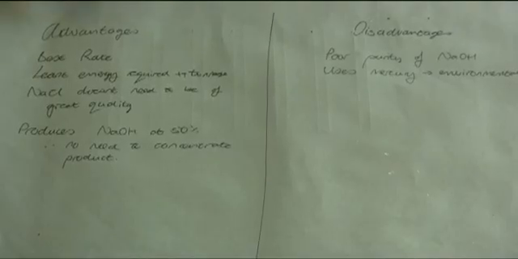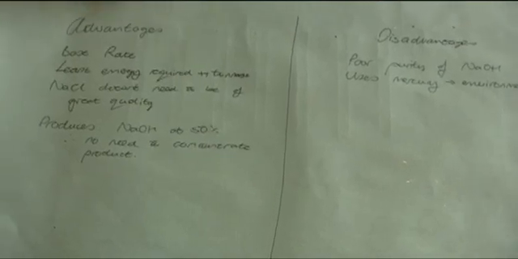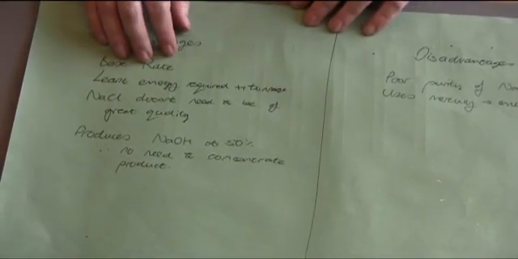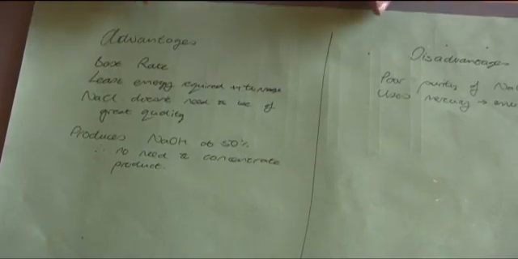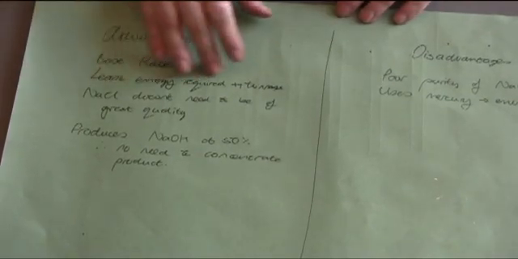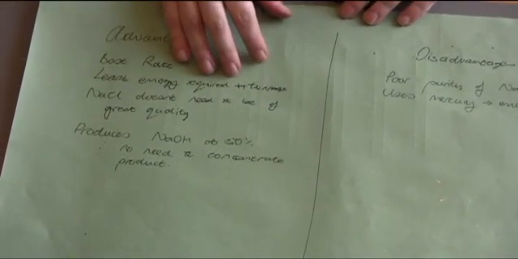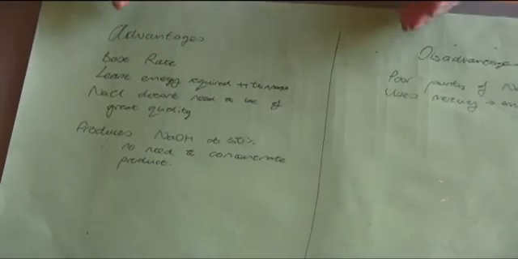Okay, so the advantages of the mercury cell process. This process has the best rate of all three of the processes and the smallest footprint. Also the least energy requirement per tonnage. So energetically and space-wise this is a very efficient process.